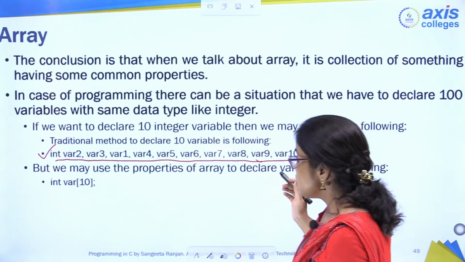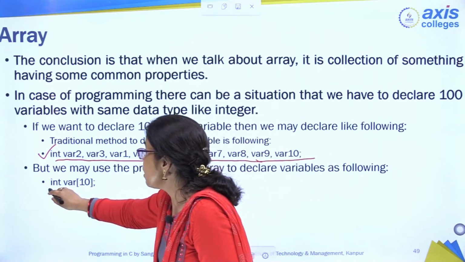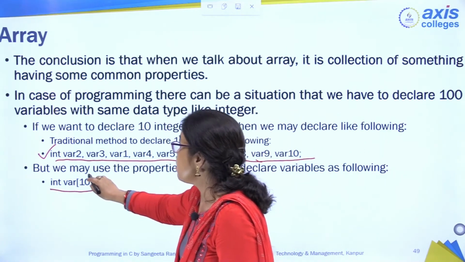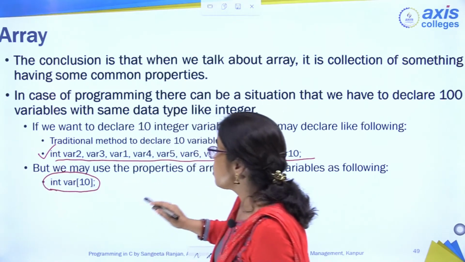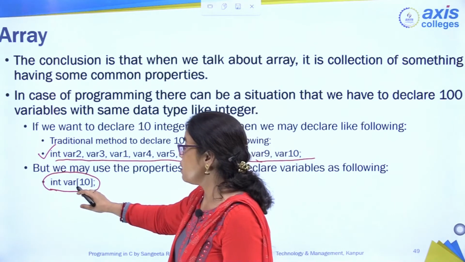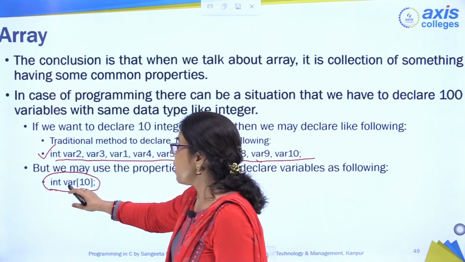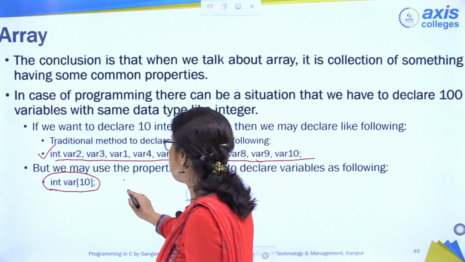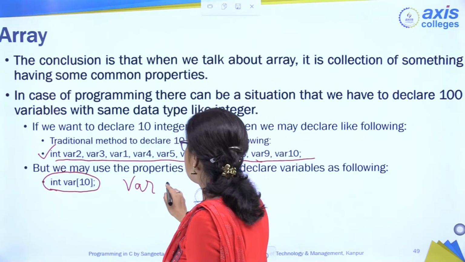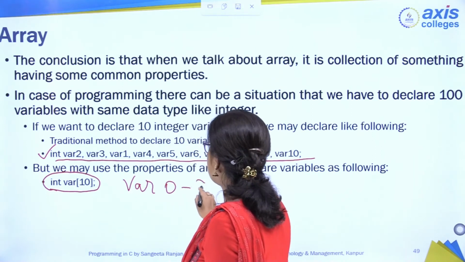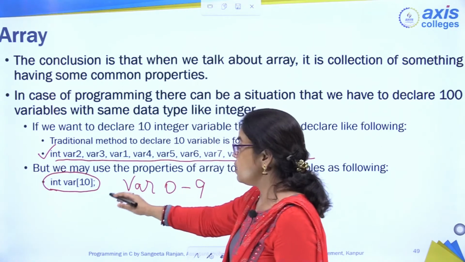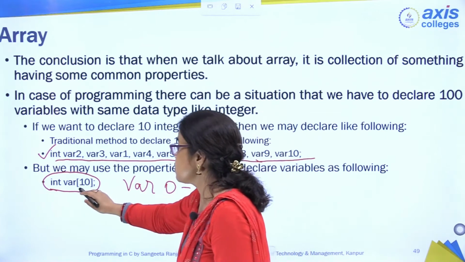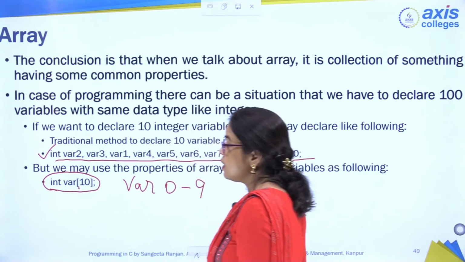In this way, we can declare multiple variables, but this type of work is very tedious. So C provides the facility of array. With the help of array, we can declare them collectively like this. All variables are declared here collectively. var10 means the variables var 0 to 9. The variables 0 to 9 are contained in int var with the subscript operator 10.